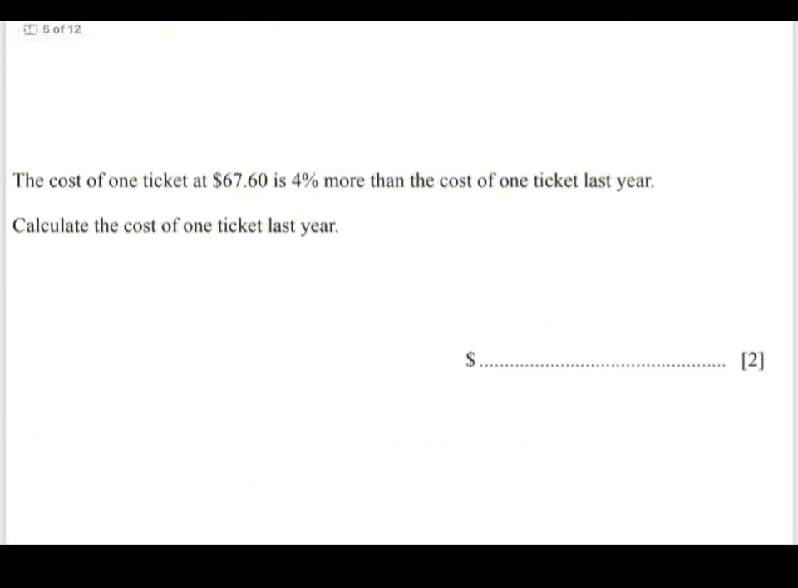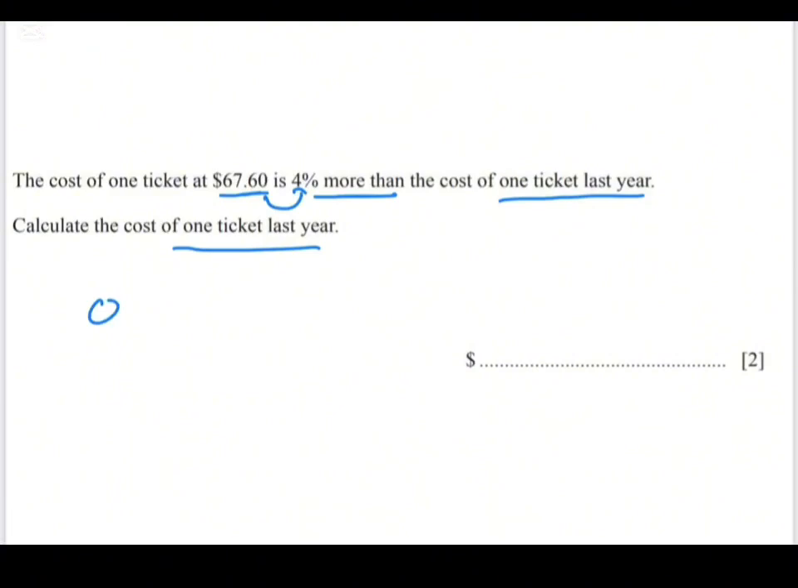Now, the cost of one ticket is 67.60, which is 4% more than the original cost of one ticket last year. Basically this ticket is 4% more than the cost of one ticket last year. So for example, I buy a ticket of 50 rupees last year, and after 1 year the ticket is 55. So this means that there is an increment in the cost of the ticket. Now how to solve this question? Calculate the cost of one ticket last year. We need to find out the cost of last year's ticket.